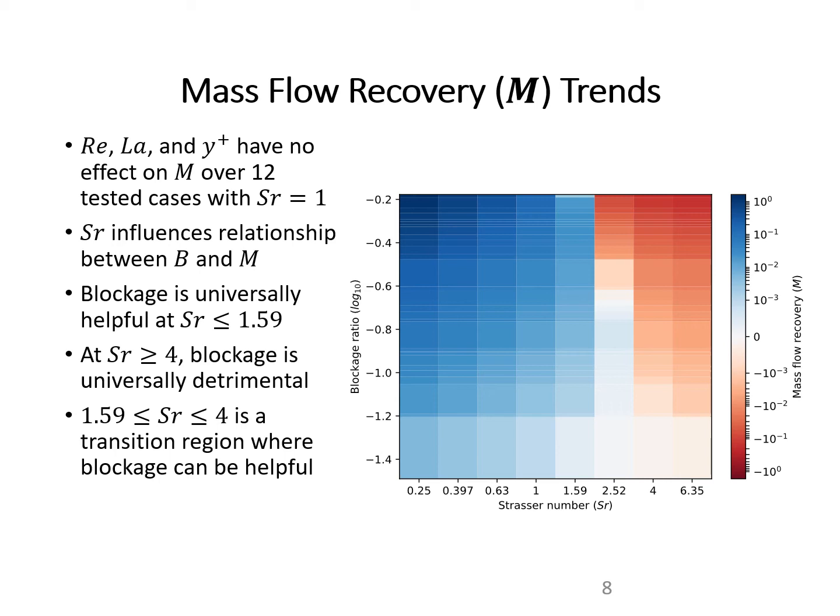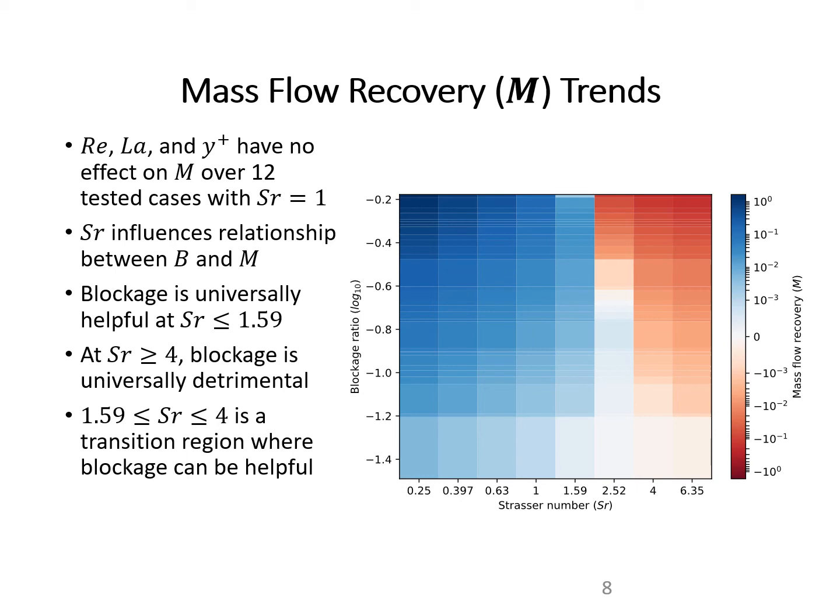So as you go vertically on the plot to a higher blockage ratio, there's more mass flow recovery. However, something interesting starts to happen right around a Strasser number of 2, where you can see the next highest Strasser number of 2.52, there are mixed results. With a moderate blockage ratio, there's a slight improvement to mass flow recovery, but then as the blockage gets larger, the denticle hurts mass flow recovery.